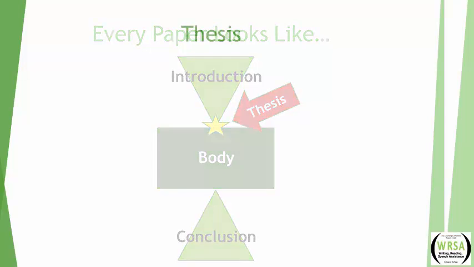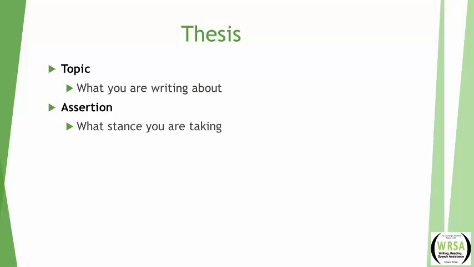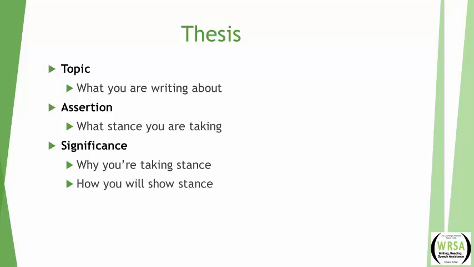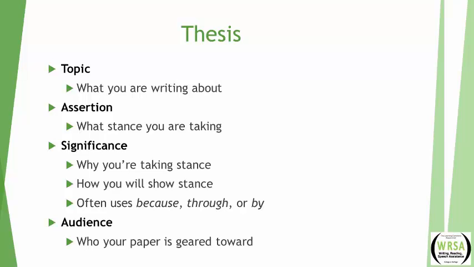So let's talk about thesis for a moment. A thesis includes the topic. This is what you are writing about, the subject matter. An assertion, that's what stance you're taking on your subject. The significance, which would be why you're taking that particular stance, how you will show that stance. And this often uses the words because, through, or by in order to indicate the importance. And then lastly, your thesis should consider the audience, who your paper is geared toward.